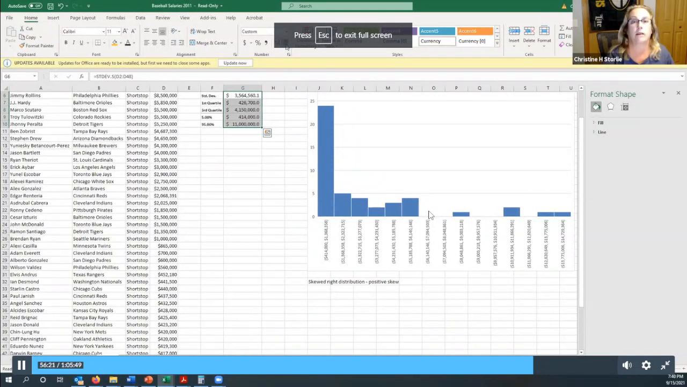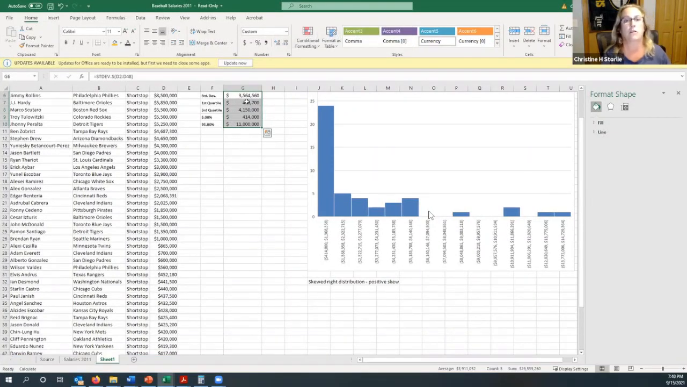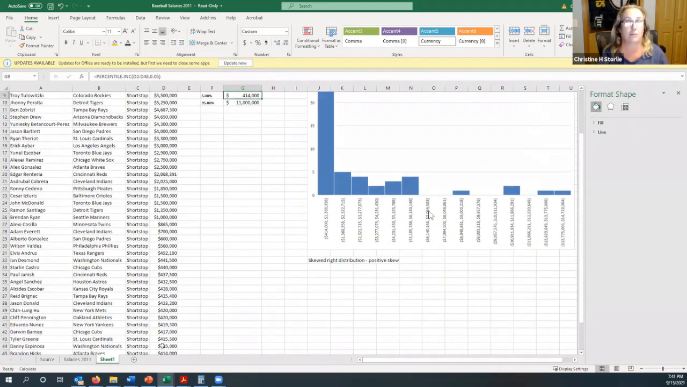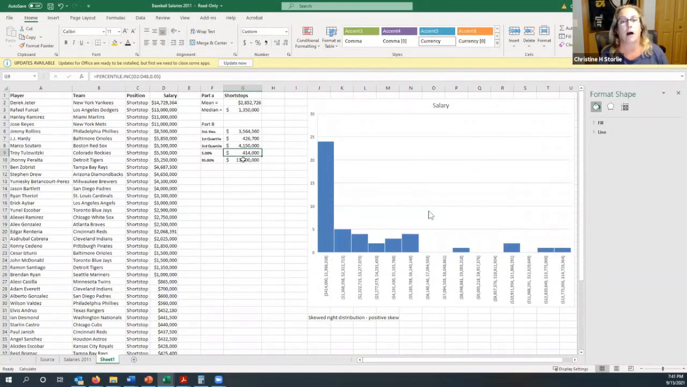I'm going to get rid of my decimals since they're such large dollar amounts. So as I mentioned, if you look at these lower end players, the first quarter of them, 25% of them, only make approximately $426,000 a year. Love to have that for my salary, by the way. The lowest 5%, those are all those 4 people getting paid 414,000. The upper 95th percentile is at 11 mil.